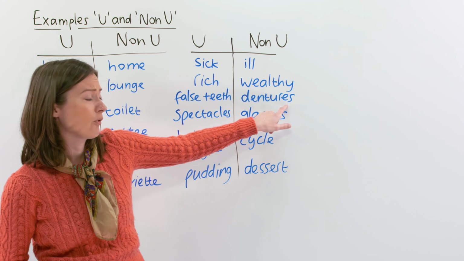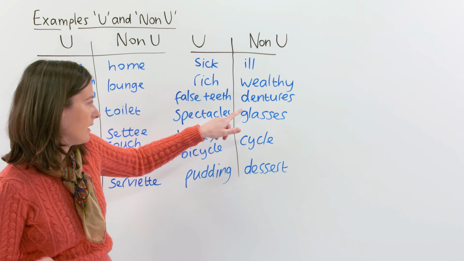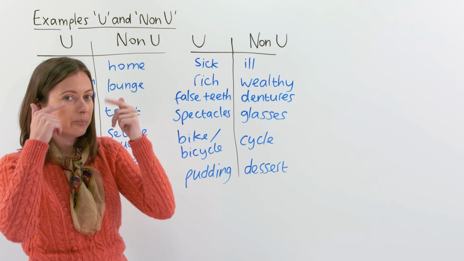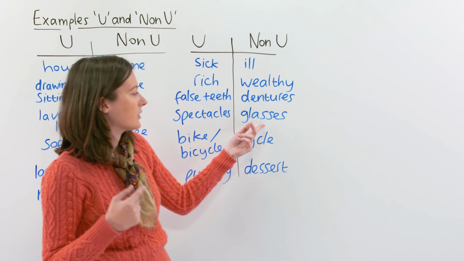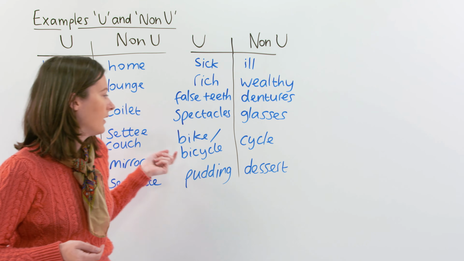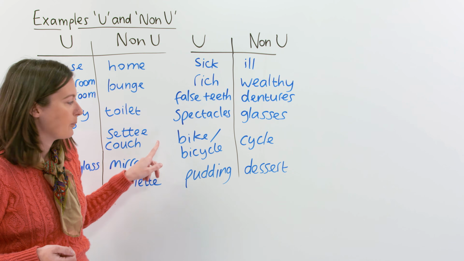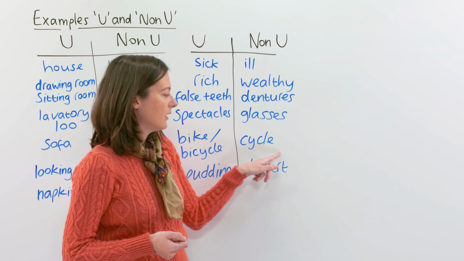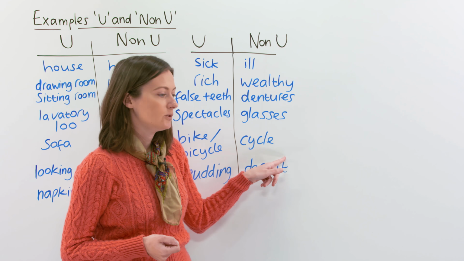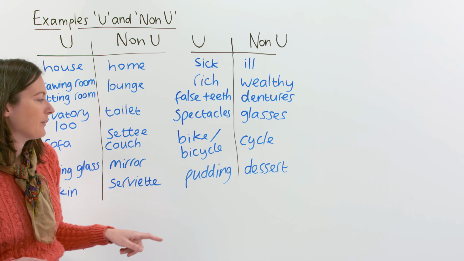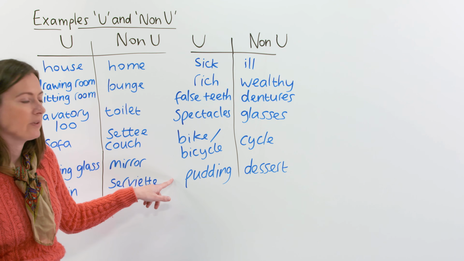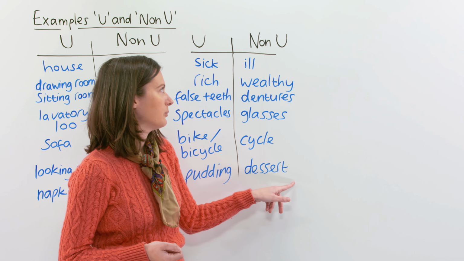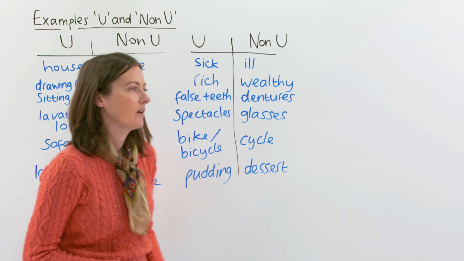I believe that probably comes from French. Let me know in the comments. Upper class people said spectacles, not glasses. And they would talk about riding their bike or bicycle, whereas the non-upper class people would say cycle. And when it came to eating, the upper class people would say pudding, whereas the non-upper class people said dessert.